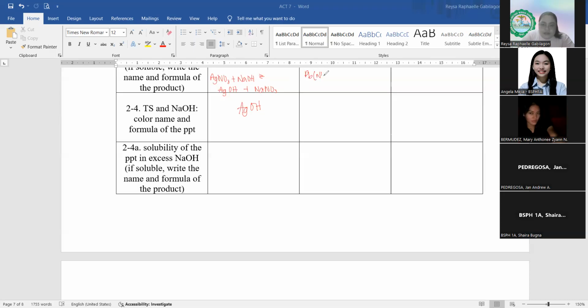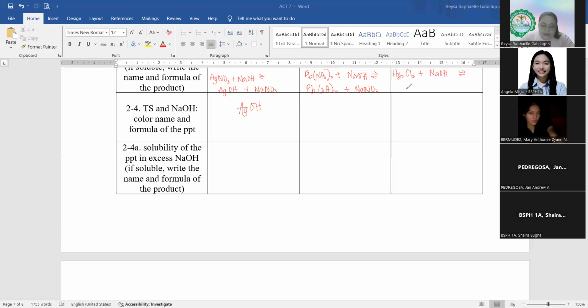And then, this is lead nitrate plus NaOH. You will still get Pb(OH)2, but this time it's NaNO3. Okay? And then ito, supposedly kasi ang gamit nito Hg2Cl2 plus NaOH. You can also use the nitrate though, pero you will just have a difference in terms of their product.